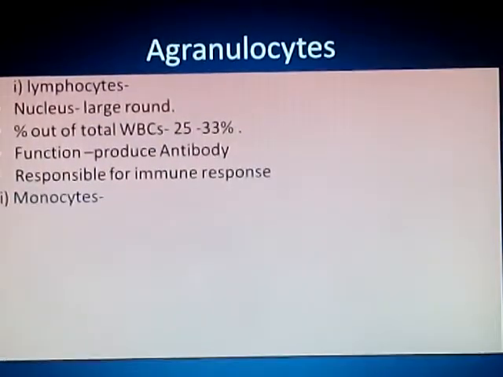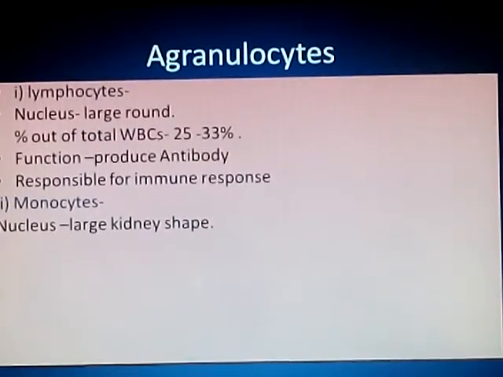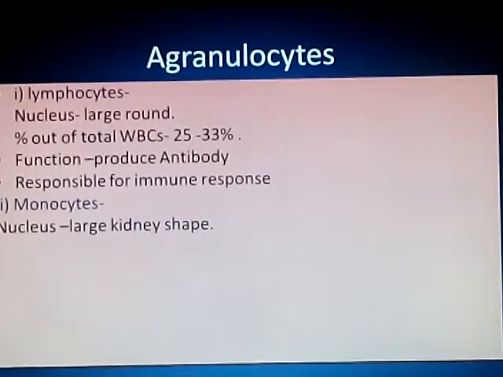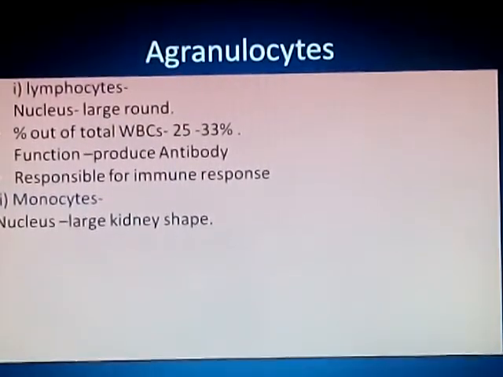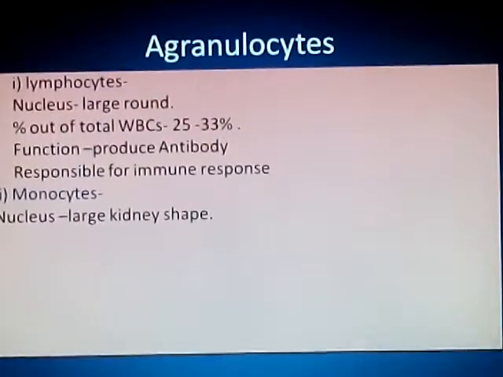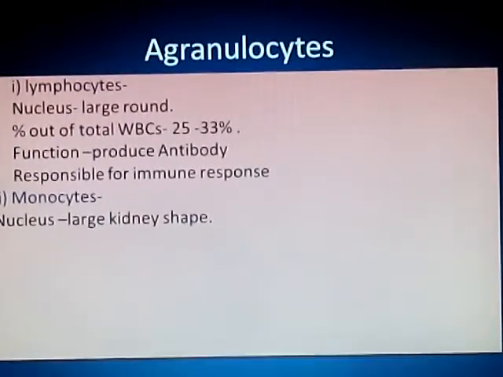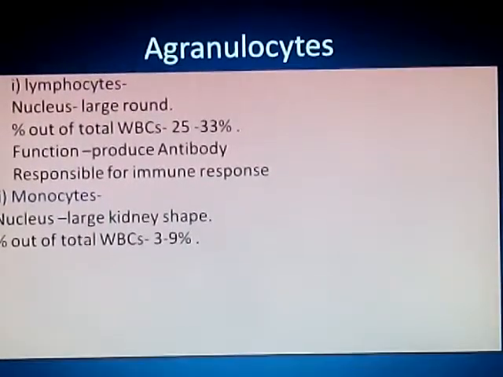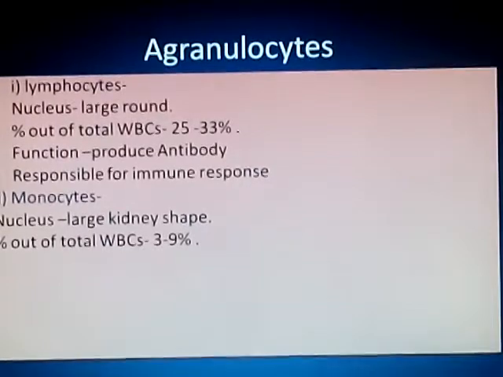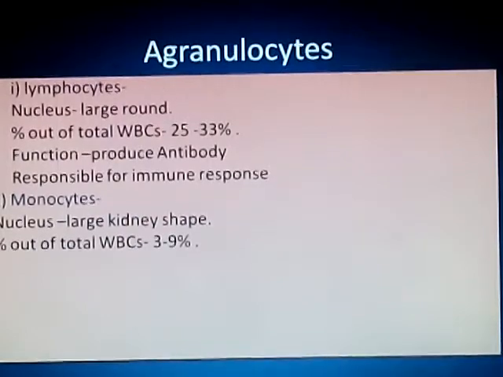Second, agranulocytes show a second type in the form of a monocyte. Monocyte is the largest cell of the WBC. Amongst total WBC, which one is largest? Monocyte is largest. The nucleus of monocyte is also large and it shows a kidney shape. Monocyte shows 3 to 9% of total WBC. Amongst total WBC, the percentage of monocyte is 3 to 9%.